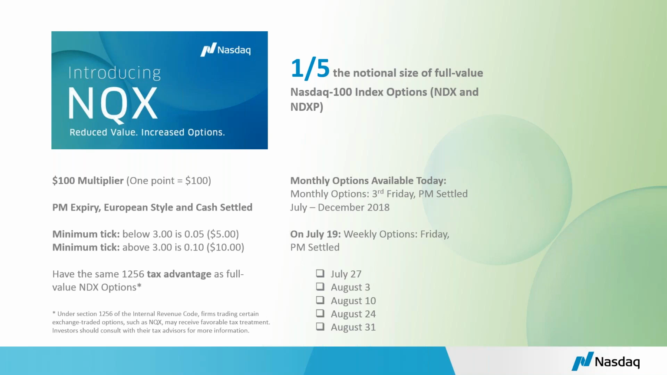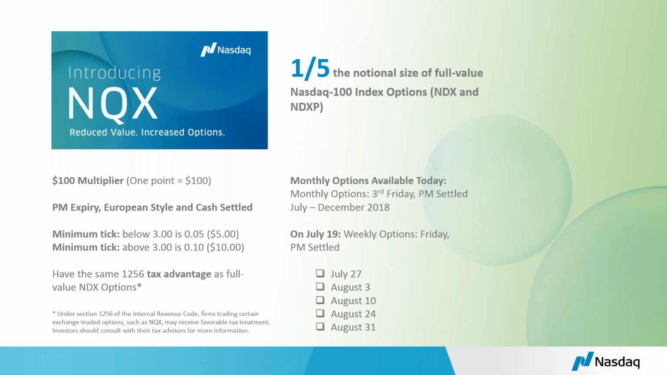But in terms of takeaway today, the NQX index is again 1/5 the size of the full value Nasdaq 100 index options. And we have a number of expiries available for trading and more coming. Specifically, we have available for trading today on the Interactive Brokers platform monthly options with July out to December of 2018. And these options are monthly options. They're the third Friday of the month, but they're PM settled. And that's an important takeaway also. These are PM, not AM settled.